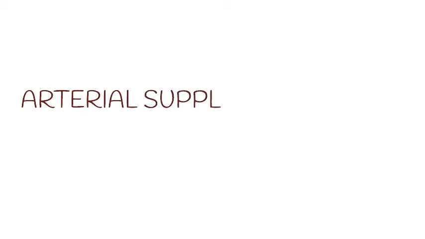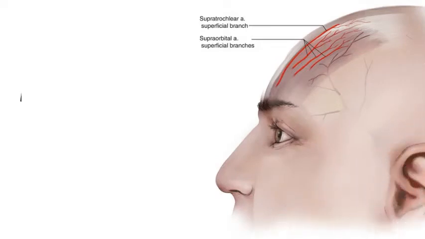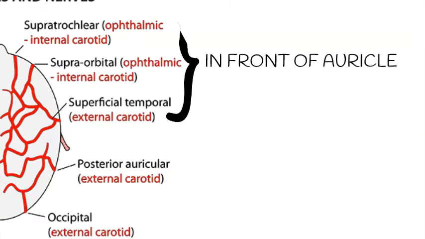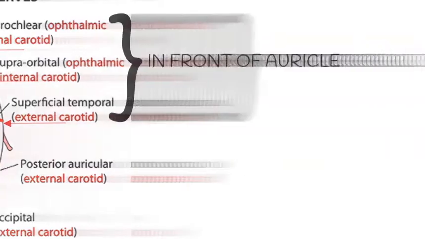Next we are discussing the arterial supply of the scalp. Arteries supplying the scalp are branches of either the external carotid artery or the ophthalmic artery, which is a branch of the internal carotid artery. The following arteries supply the anterior quadrant. 1. Supratrochlear. 2. Supraorbital. The above two arteries are branches of the internal carotid artery. 3. Superficial temporal artery is the terminal branch of the external carotid artery.